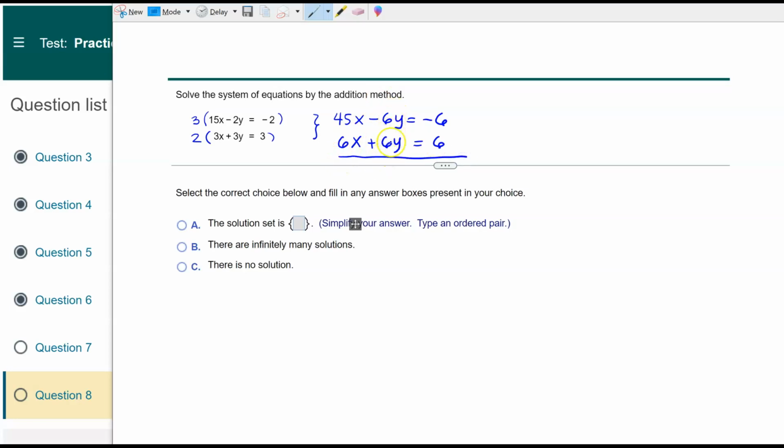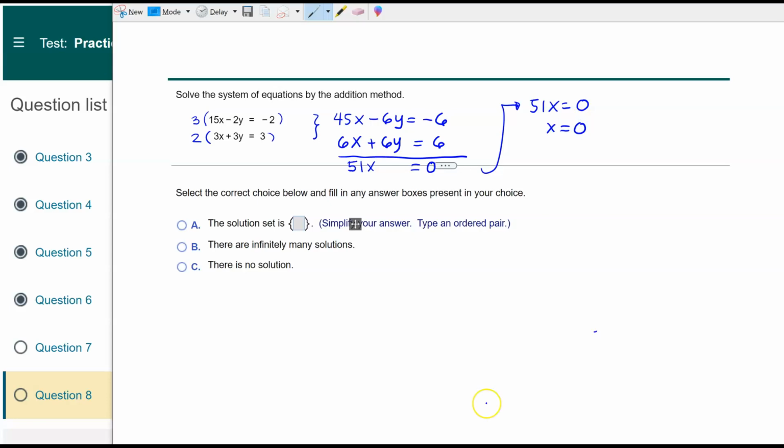If you add this, that is equal to 51x. This is 0, and then you have -6 plus 6 is also 0. So you have 51x equals 0. That means x is equal to 0. So now we have a value for x.